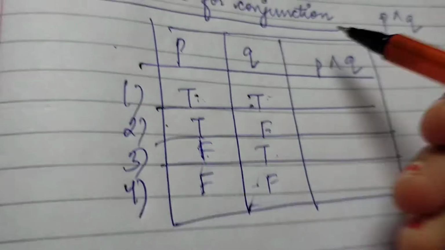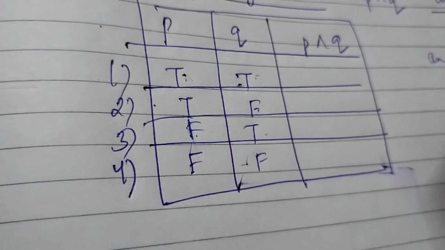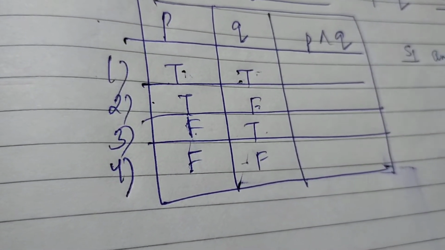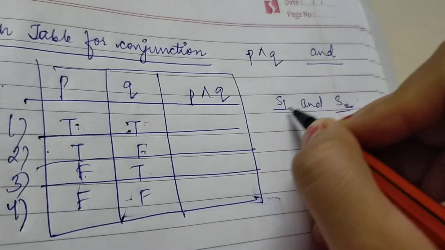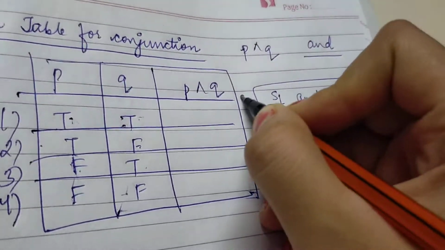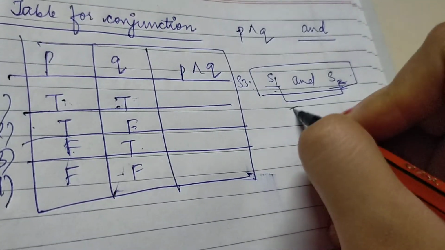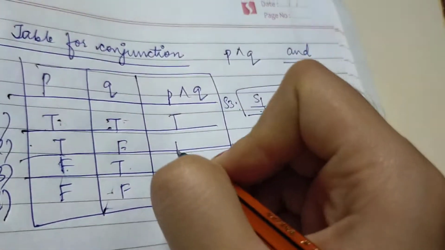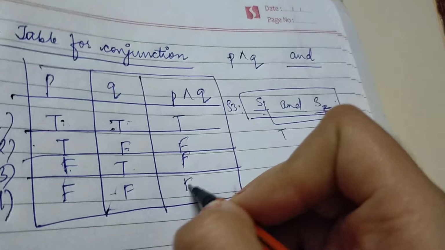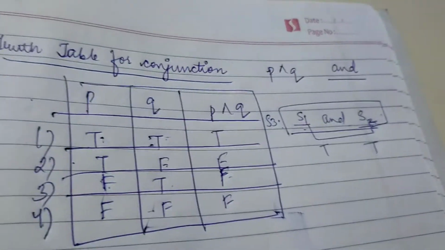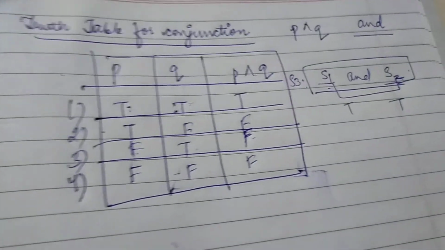By common sense, if statement 1 and statement 2 are anded together, this whole statement, if I give it the name S3, can be true only if both are true. So this is true, the rest is false. Now I'll explain in Hindi what is happening here.